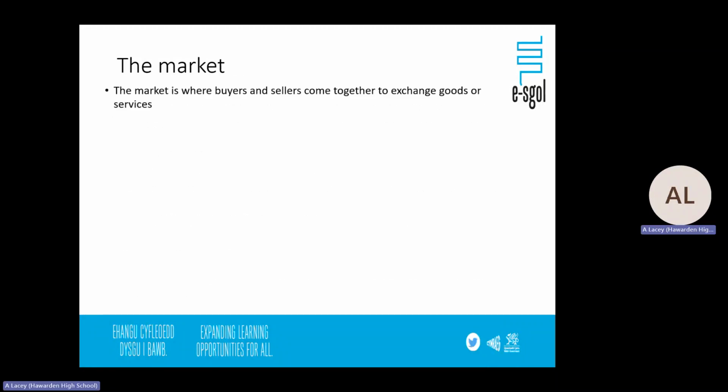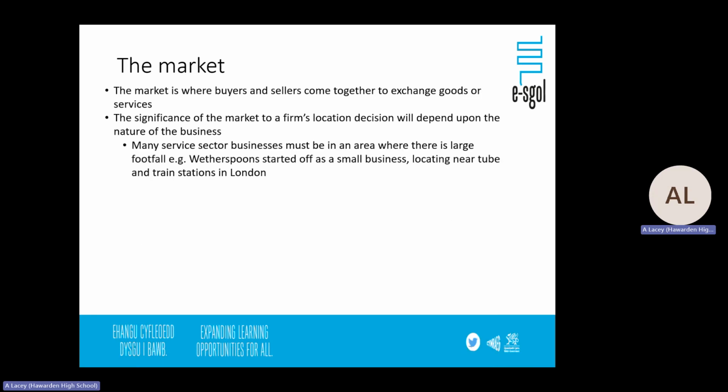The market is where buyers and sellers come together to exchange goods and services. Now, the significance of the market in the firm's location decisions will depend upon the nature of the business. Again, many services sector businesses need to be in an area where there is a large footfall. Wetherspoons, for example, started off as a small business located near tube and train stations in London, and they've grown into a massive chain.